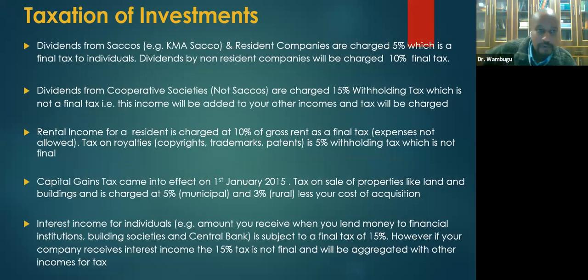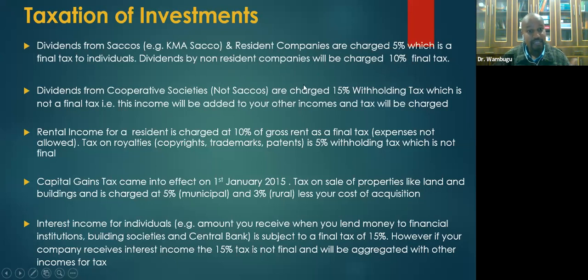Let's talk about investments for a bit, because many of us have investments in SACCOs and rental properties. Now, the dividends you get from SACCOs are charged at 5% and also from companies. So, for example, if you have invested in a stock exchange and you're getting dividends, let's say from Safaricom, the dividends that you earn are charged 5%, and this is a final tax. So, for example, if my dividend is 100,000, 5,000 of that is tax, the 95,000 is mine. So that is final. However, if you've invested as a company, it is not a final tax.